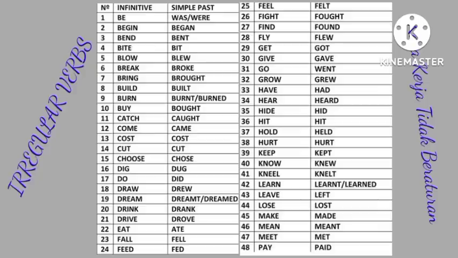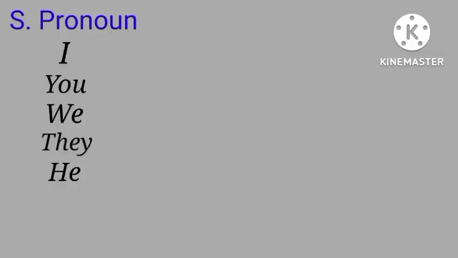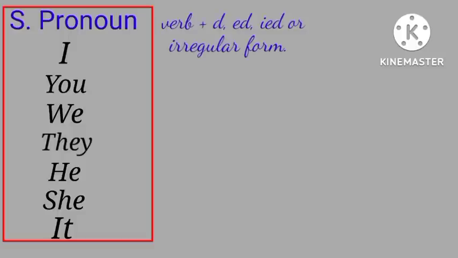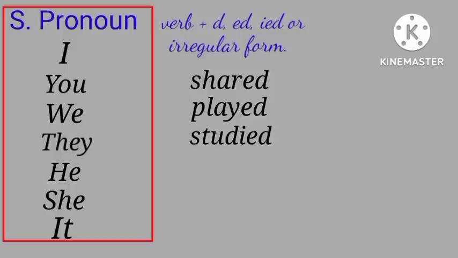Okay, now let's see the past simple tense. The subject pronoun I, you, we, they, he, she, it. That's for subject pronoun. There are 7 we have learned before. Okay, plus verb. Verb itu ditambahkan di belakang imbuhan d or ed or ied or irregular form. Example, shared, played, studied, went, hit.